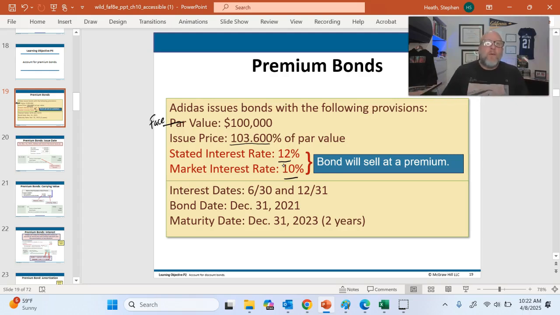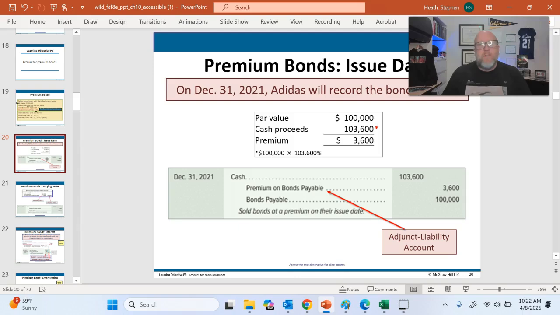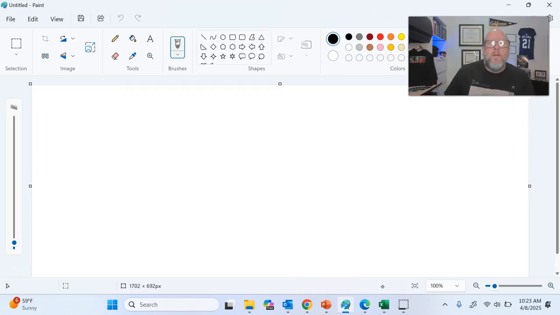But for now, we just want to account for how do I record the sale of the bond, and then how do I account for interest. The next slide has too much information, so I think what I want to do is just use my own screen. So what I'm saying here is the face value of the bond is 100,000.